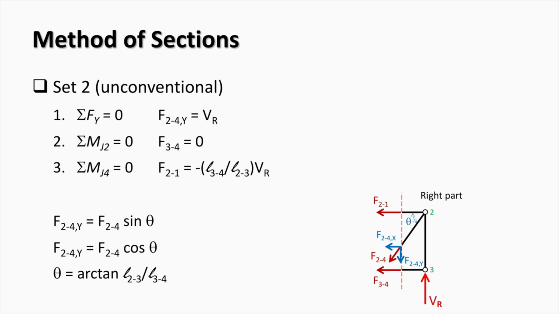The other possible set of equilibrium equations that can be selected contains the sum of forces in the vertical direction and two sums of moments about joint 2 and joint 4. In this set of equations, only the third one is different from the equations in the previous set. The third equation is the sum of moments around joint 4. As you can see, the lines of action of forces F34 and F24 intersect at joint 4 and therefore do not rotate around it. Only the force F21 and the reaction force VR enter this equilibrium equation. The solution of this equation results in the value of force F21.